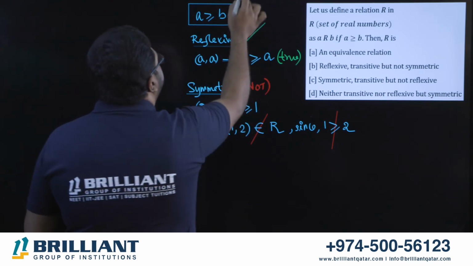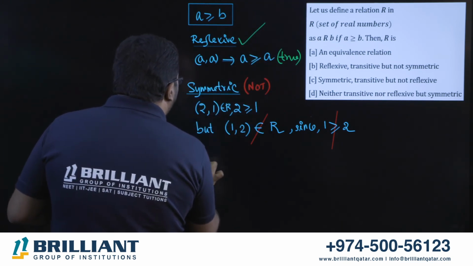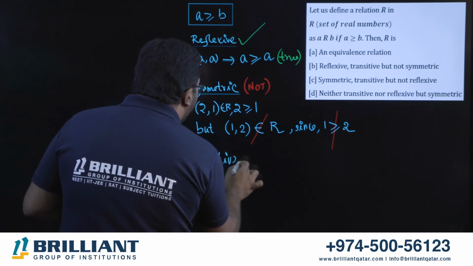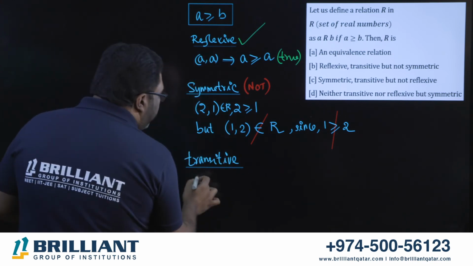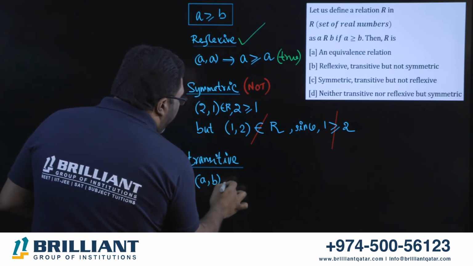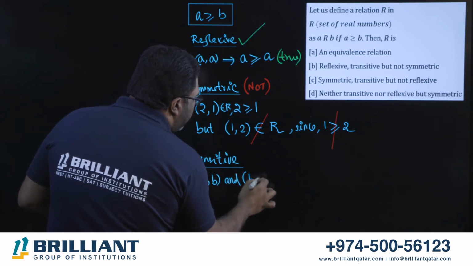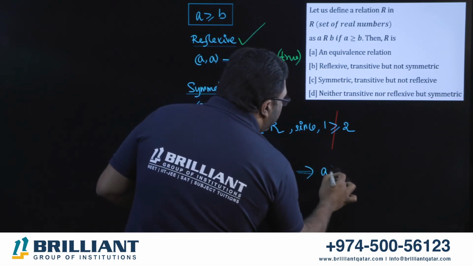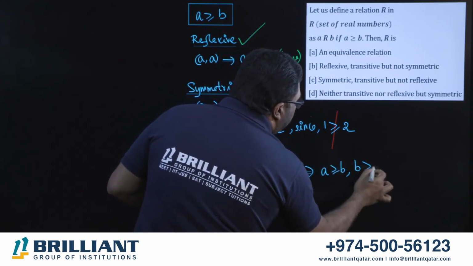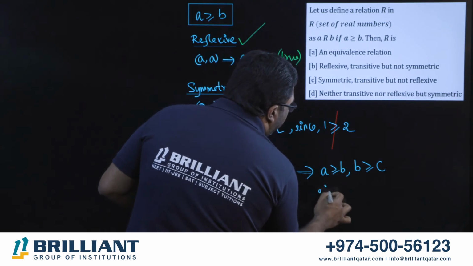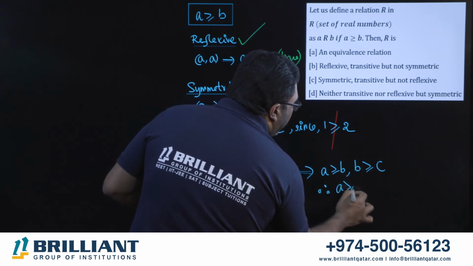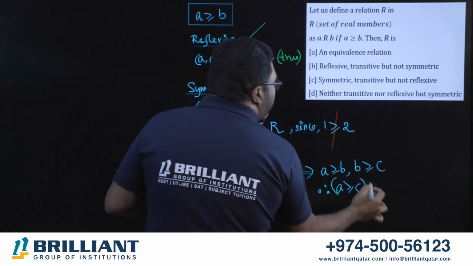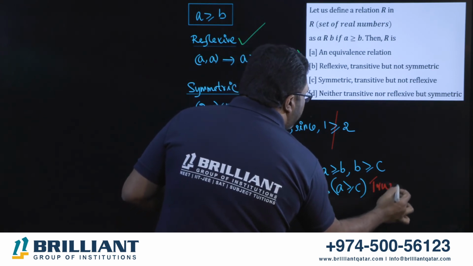What about transitive now? I said again, check for not transitive. But this is an easy question for transitivity, so I'll write it directly. (a, b) and (b, c) belong to R implies a greater than or equal to b, b greater than or equal to c. Therefore, a is greater than or equal to c. It's correct. a is always greater than or equal to c, right? Because of the first two conditions. So it is true.